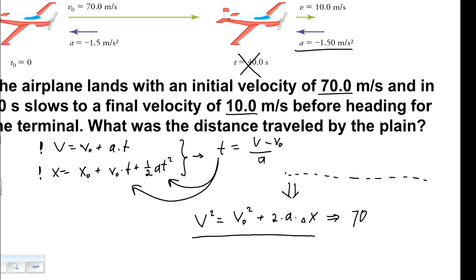So 10 squared has to be equal to 70 squared plus 2 times acceleration, which is negative, times the distance traveled. And now, again, you can solve it mathematically. Just use a calculator and do it. I'm not going to do that because I want to go through another example. Any questions on this part? So this is math.